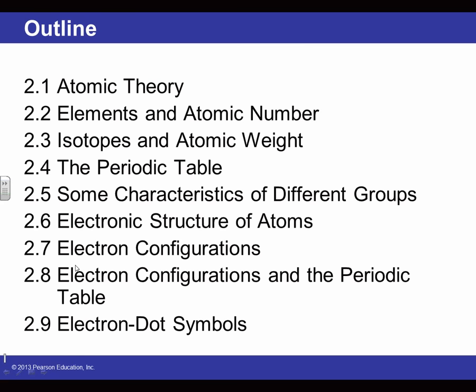So an overview of today's discussion will entail discussion of atomic theory, talk about the atomic number, talk briefly about isotopes. We'll discuss features of the periodic table, some characteristics of those different groups found in that periodic table, the actual structure of atoms, something called the electron configurations, which basically discusses the arrangement of electrons of an atom, and then we'll briefly discuss electron dot symbols.